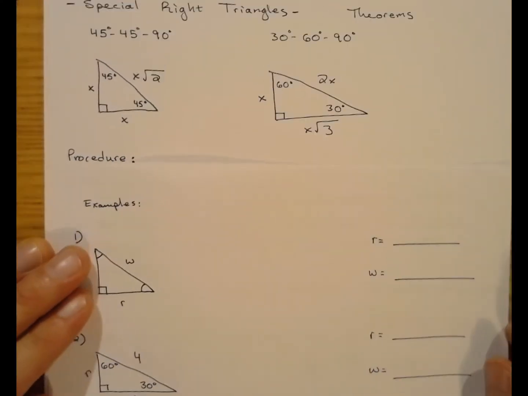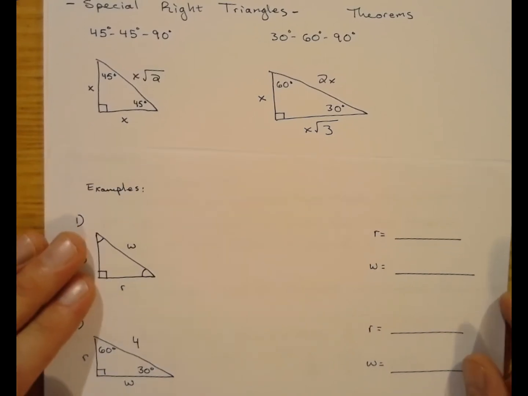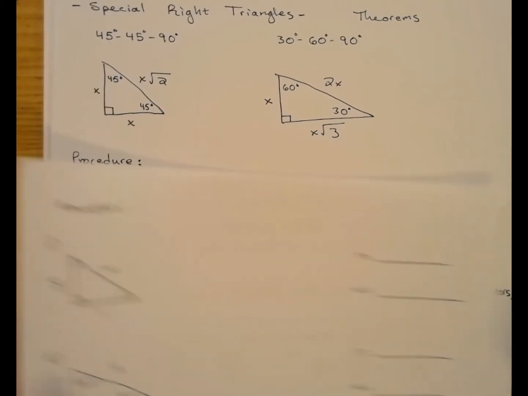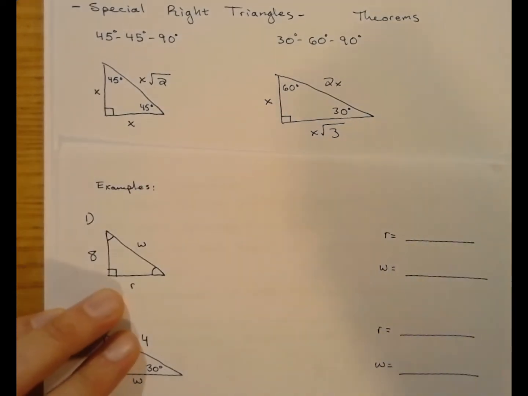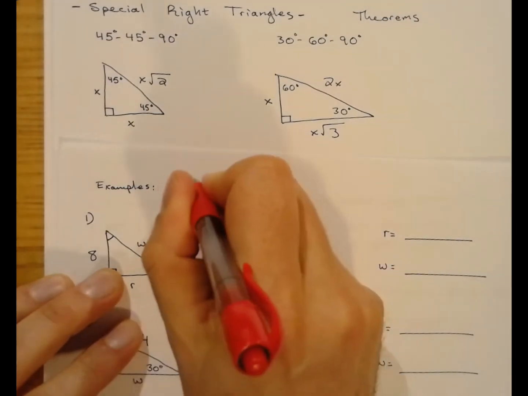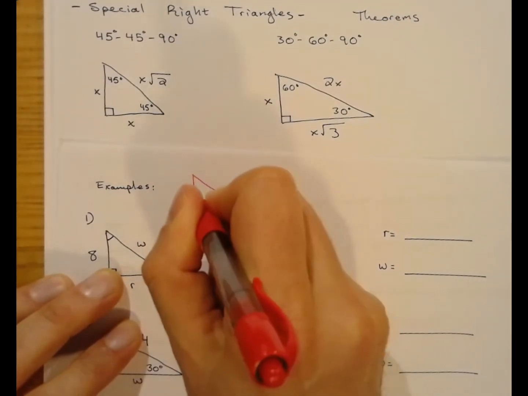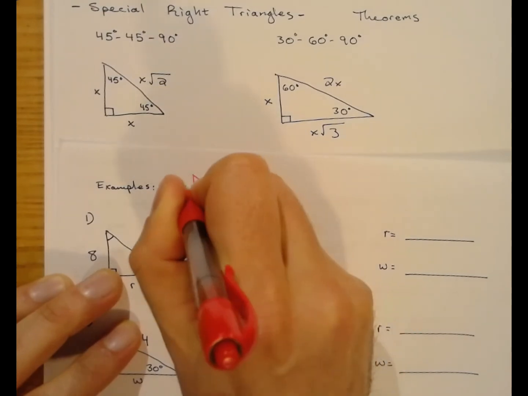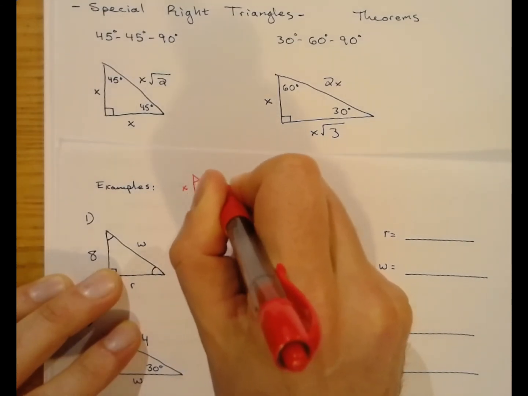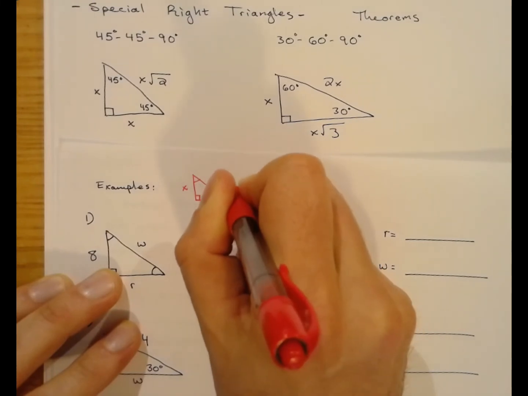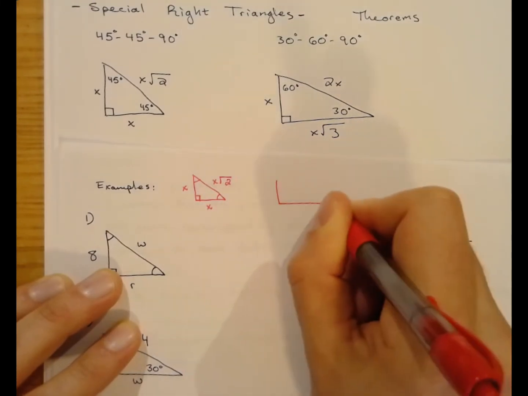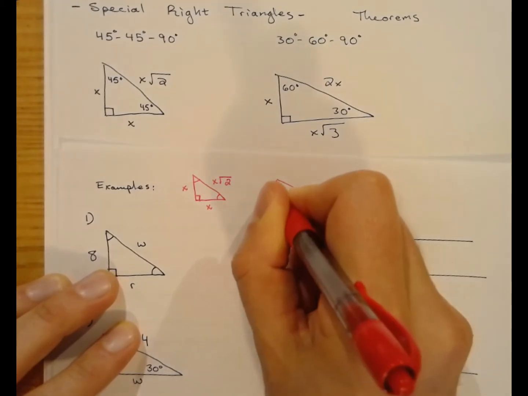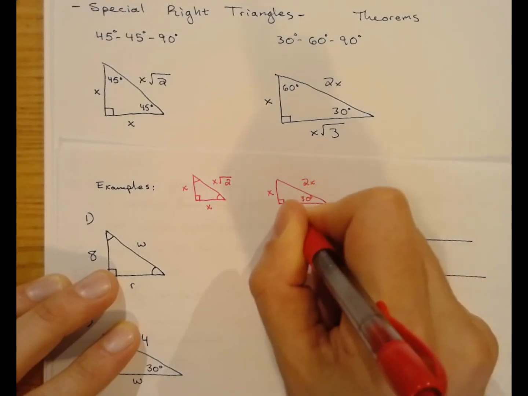Now, it's very important that you use the angles to determine which sides correspond. I just realized I probably should have had these theorems on the examples themselves. I am going to refer to them. So put the right isosceles here, x, x, x root 2, the 45, 45, 90, and the 30, 60, 90, x, 2x, x root 3.